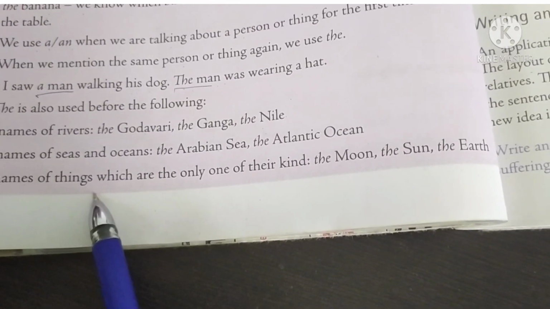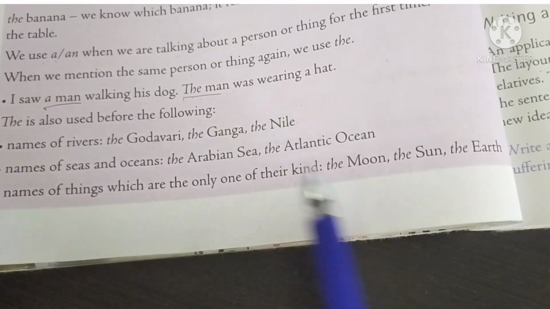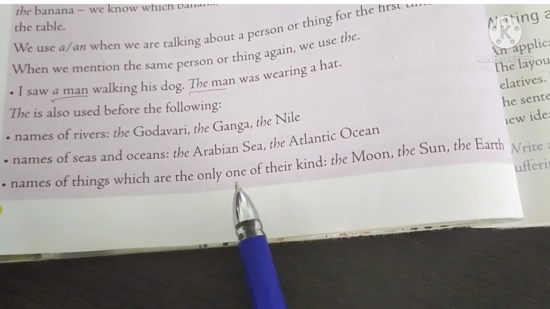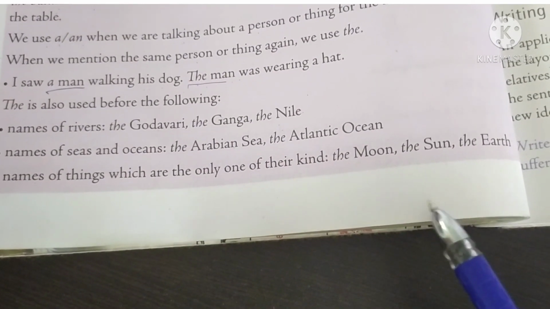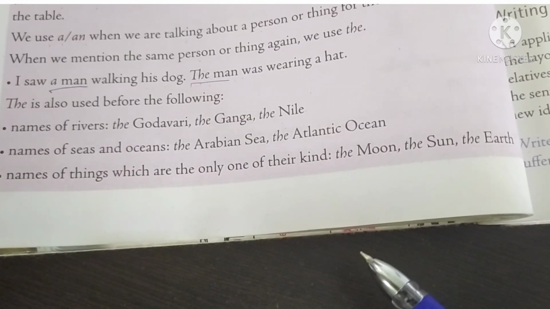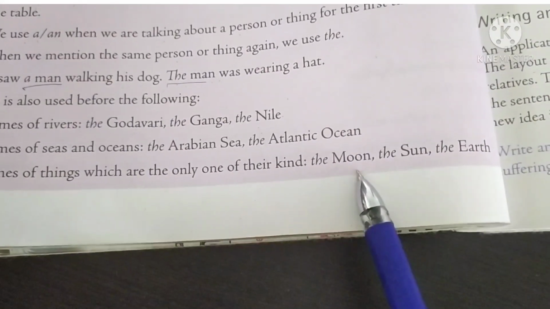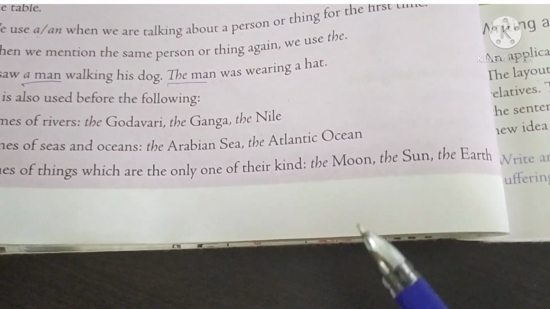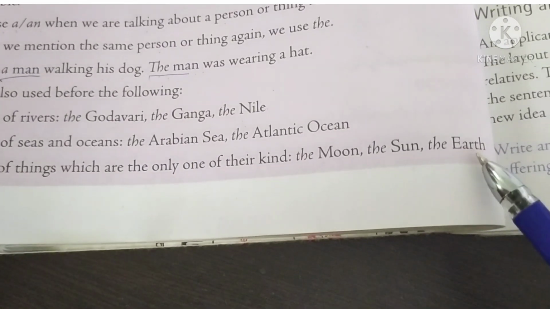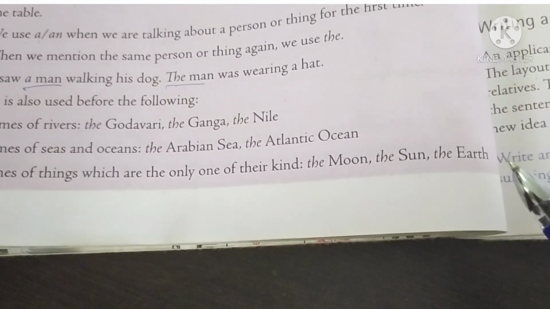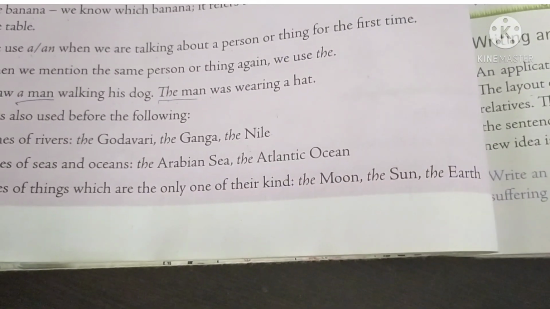Then, names of things which are only one of their kind. You can use "the" before things of which only one exists in the whole world. The moon, the sun, the earth. There is only one moon. The sun, because there is only one sun. The earth, there is only one earth. The Pluto, the universe, etc.